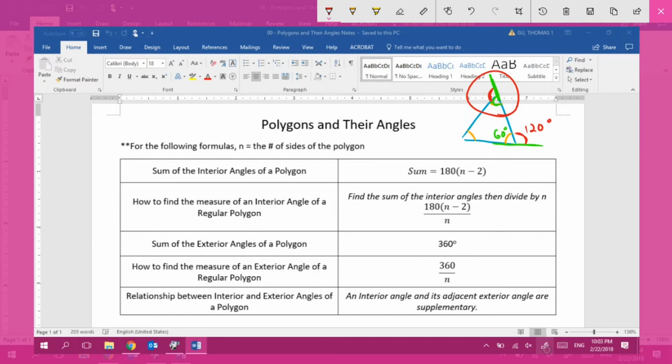So let's see a formula to find the measure of an exterior angle of a regular polygon. If you have a polygon where all the sides are the same, let's look at the triangle again. All the sides are the same, so it's a regular polygon. And this is an equilateral triangle, so all the measures are 60 degrees. How would I find the measure of an exterior angle? I'm going to take 360 and divide it by the number of sides. In this case, n is 3 for a triangle. So 360 divided by 3 equals 120.